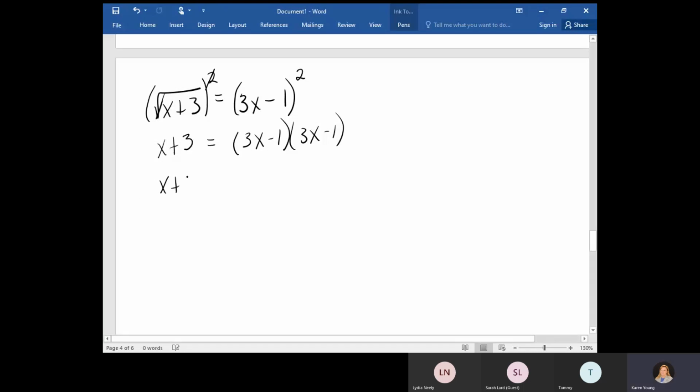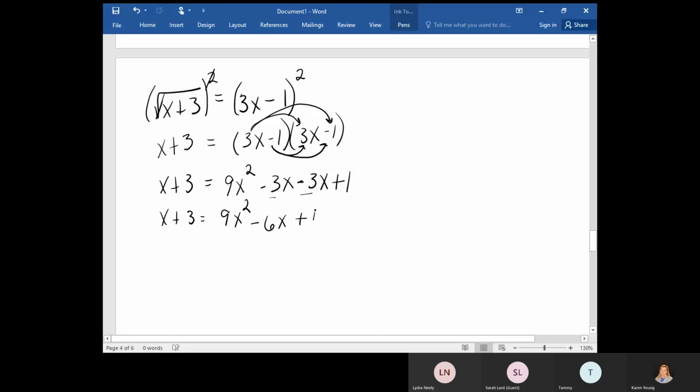I'm going to keep the x plus 3 over here, and I'm going to FOIL this out. 3x times 3x gives me 9x squared. 3x times negative 1 gives me negative 3x. Negative 1 times 3x gives me negative 3x. Negative 1 times negative 1 gives me positive 1. Then I'm gonna combine my like terms and clean it up a little bit, make it look neater. So 9x squared, negative 3x and negative 3x gives me negative 6x plus 1.